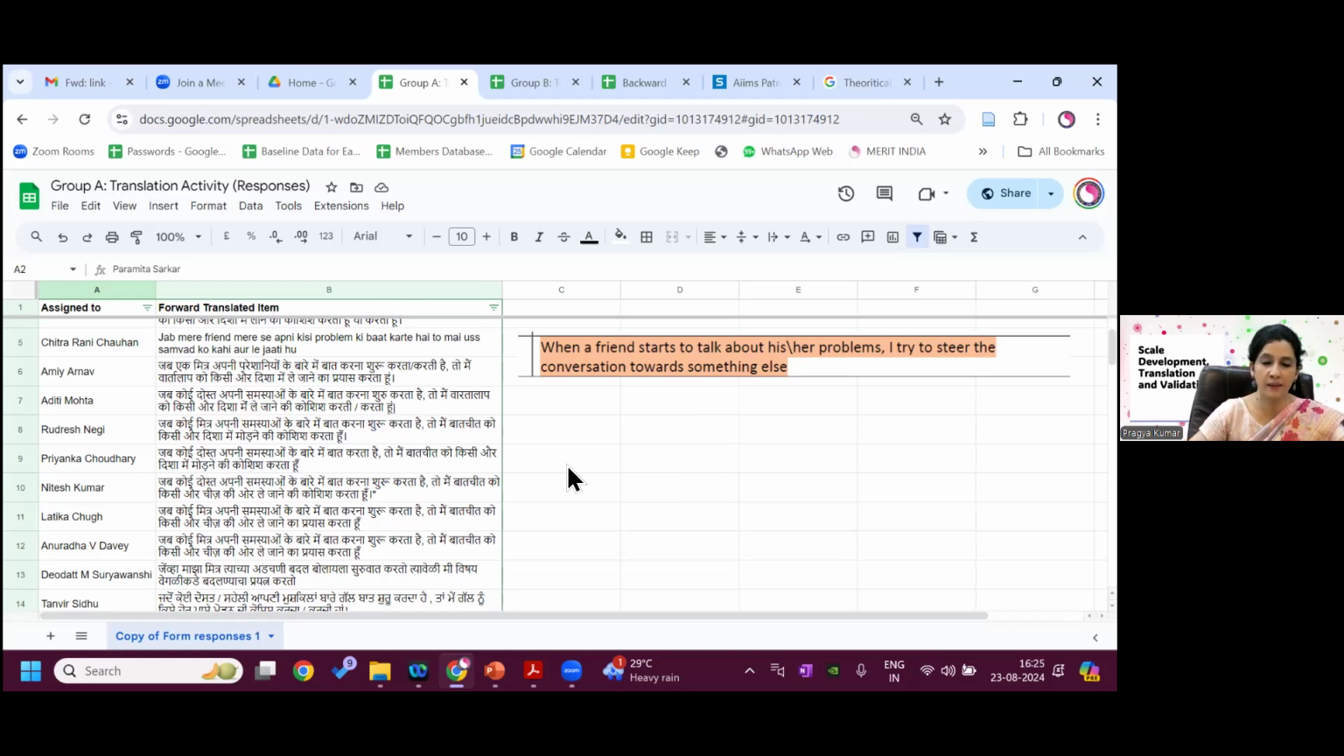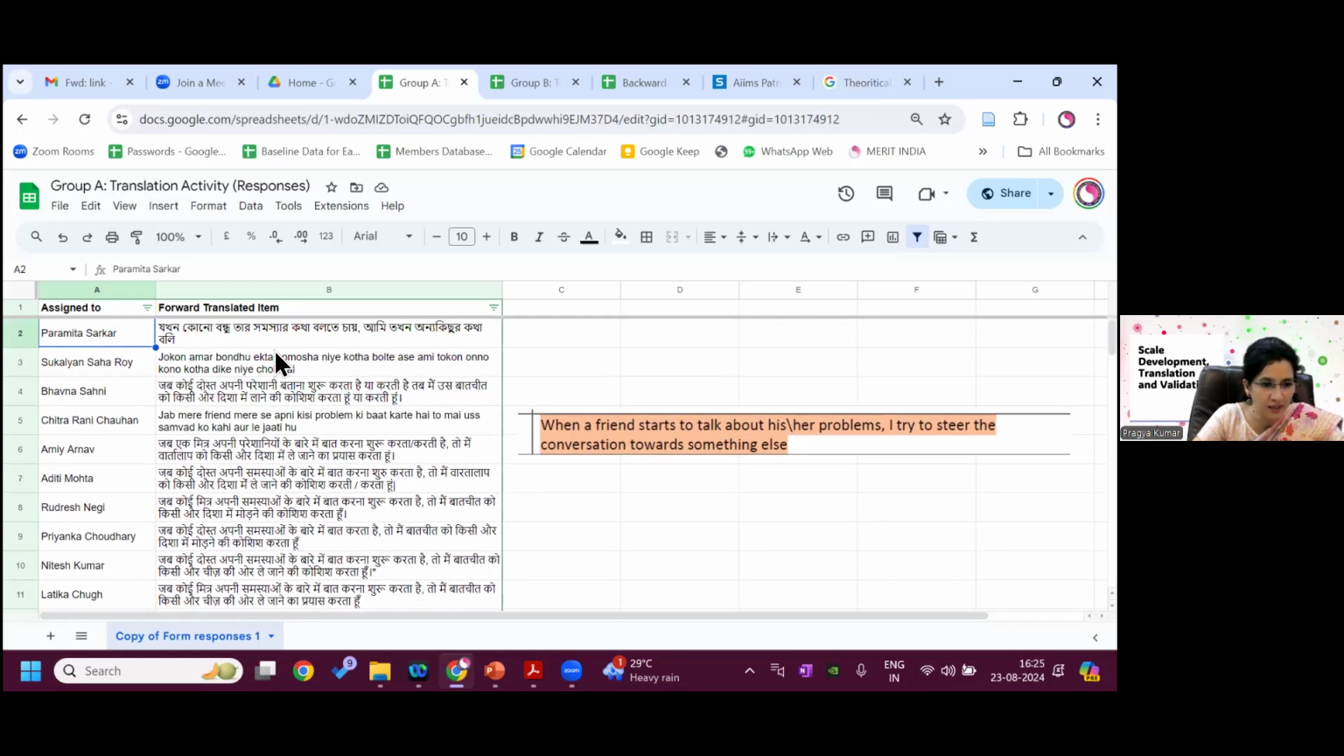You can see that this was the question, which we took from the Toronto Empathy Scale: "When a friend starts to talk about his or her problem, I try to steer the conversation towards something else." So this was the translation which we received. You can see that there are some in local languages. This is Bangla, Paramita has done. I cannot read this. Sukalyan has again done in Bangla. This is Bhavna, who has done it in Hindi.